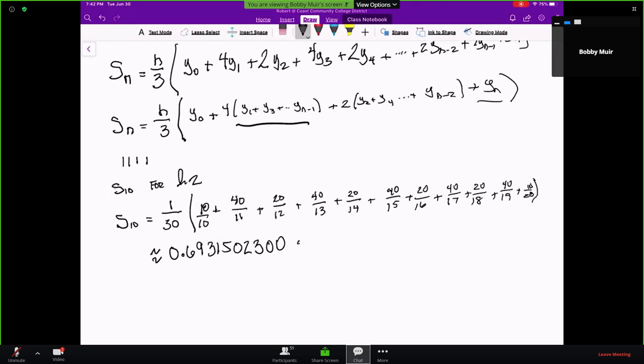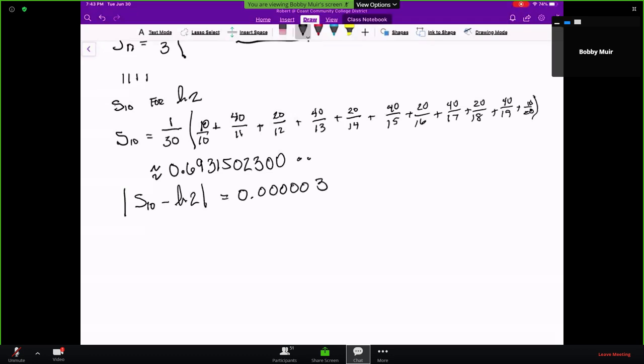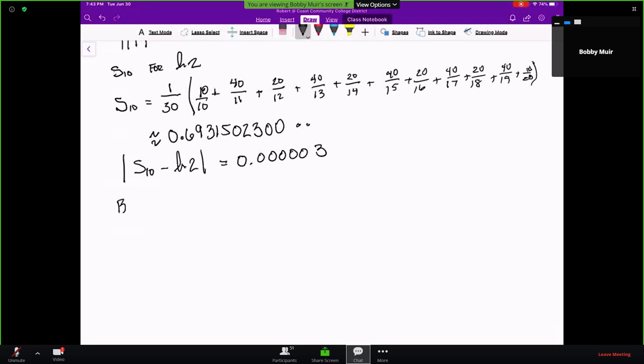0.693150200, stuff like that. And again, if I do the S10 minus the natural log of 2 in magnitude, this is startling. 0.00003. We pick up 5 decimal places of accuracy by only doing 4, or depending on how you think of it, maybe even 3 additional computations. Okay. The final thing we'll say about this is the bounding error.